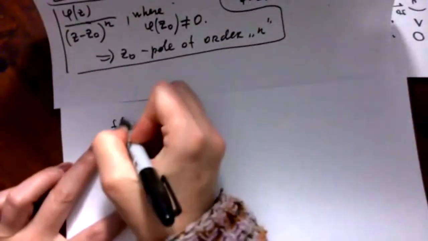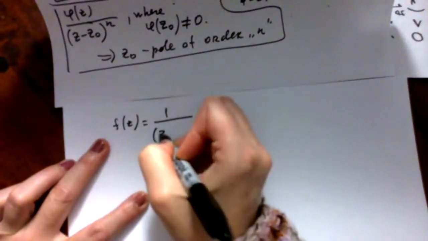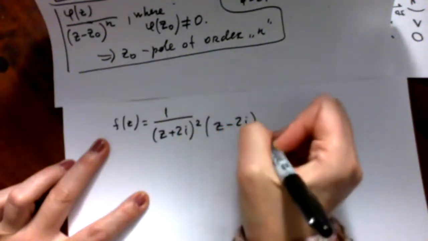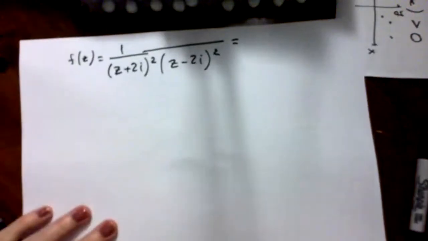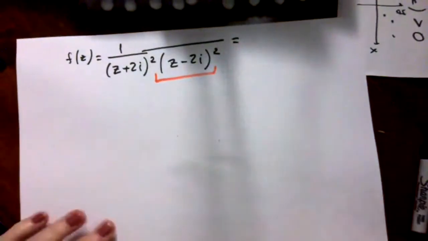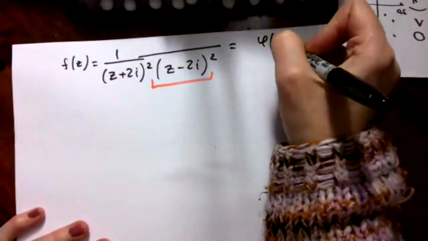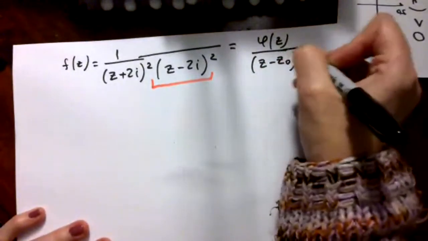But unfortunately, I've run out of space. I need to change to a new page. So what I'm going to do is rewrite my function here in a factorized form: z plus 2i squared, z minus 2i squared, and that's it. So this is my function. And I'm interested in the singularity point 2i. So maybe this expression is exactly what needs to be in the denominator. Let's try and see this structure behind our function.